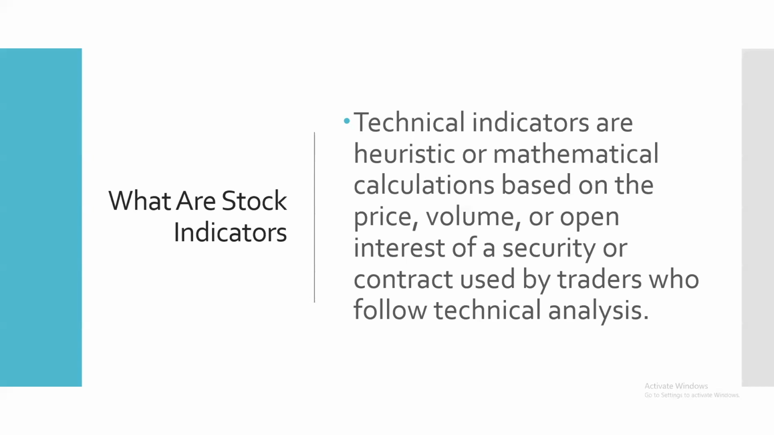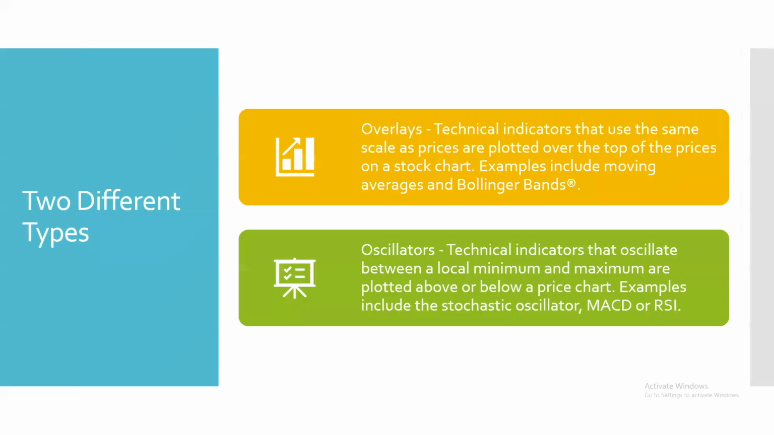Now, if we want to get into the different types of indicators, there are 2 different types. There are going to be overlays. Now, this is when we're looking at a chart, guys. Imagine looking at a chart, and when we're putting different indicators on our charts, there's 2 different ways that we can do that. Number 1, we have overlays. We have technical indicators that use the same scale as prices that are plotted over the top of prices on a stock chart. Examples include averages and Bollinger Bands.